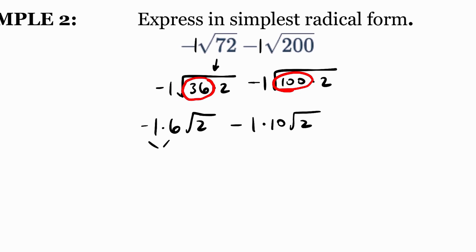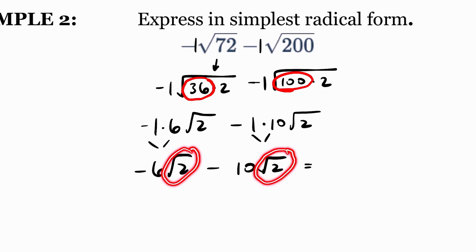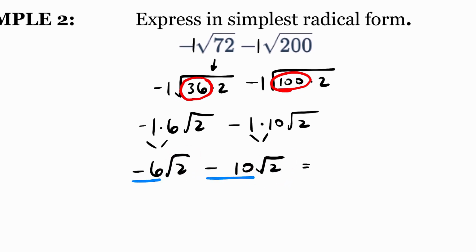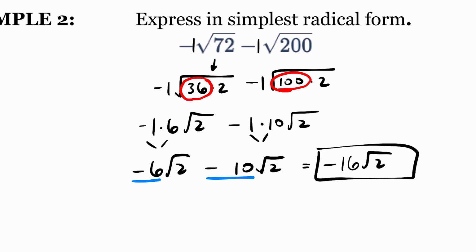So now I can multiply. I get -6 square root of 2 minus 10 square root of 2. Just like the last one, these are like terms. Because they're like terms, I can add or subtract the coefficients. So -6 minus 10 is -16 times root 2.